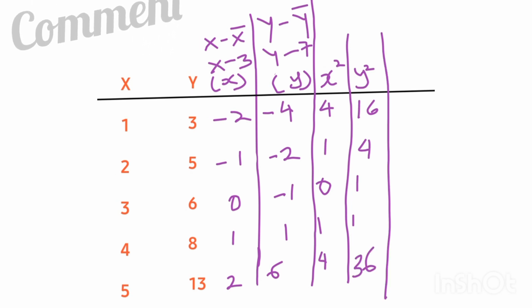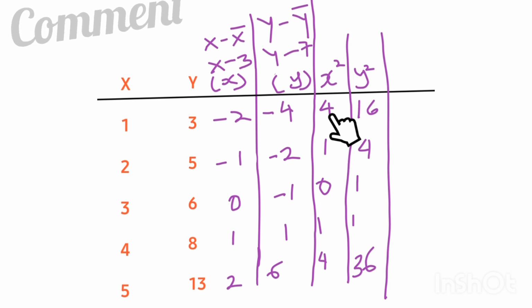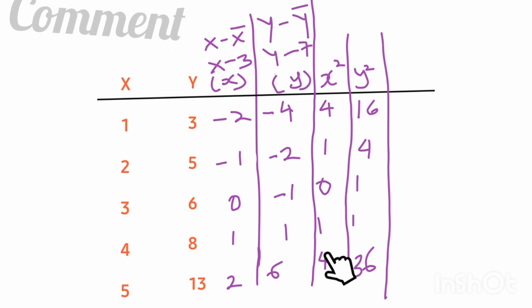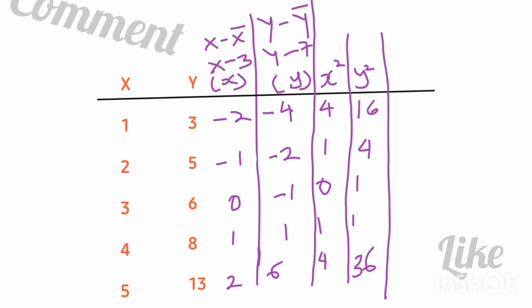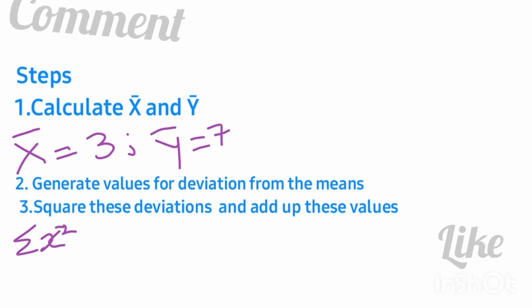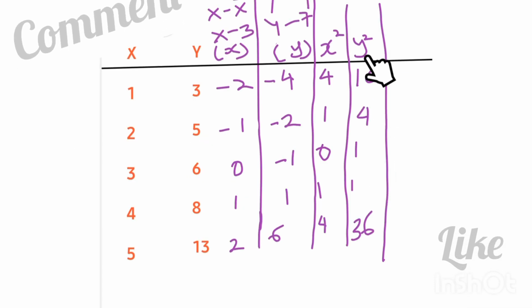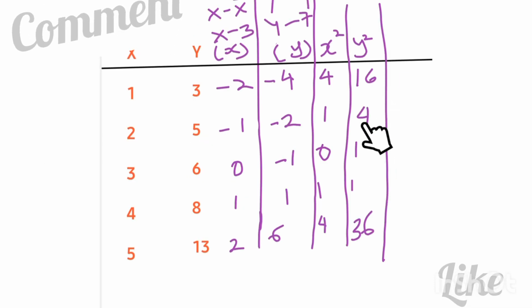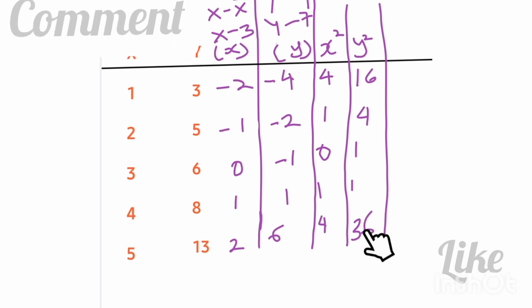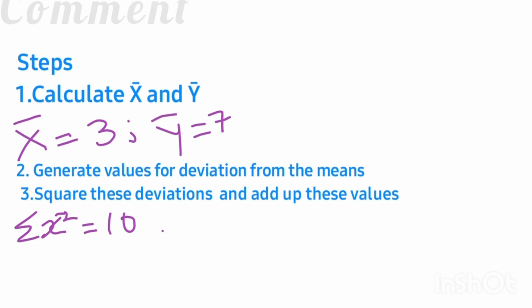And remember, we are asked to add up these values. So for the x squared, let's add up 4 plus 1 plus 0 plus 1 and lastly plus 4. Of course, that gives us 10. And we record that now, summation x squared equals 10, right? We are also expected to add up this: 16 plus 4 plus 1 plus 1 and lastly plus 36. Of course, that gives us 58, and so we have summation small y squared equals 58.